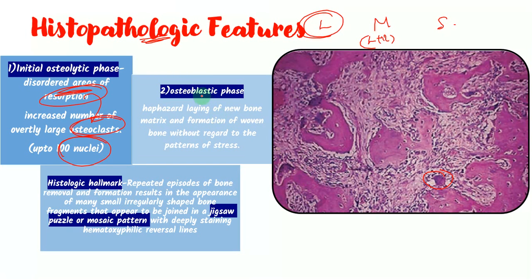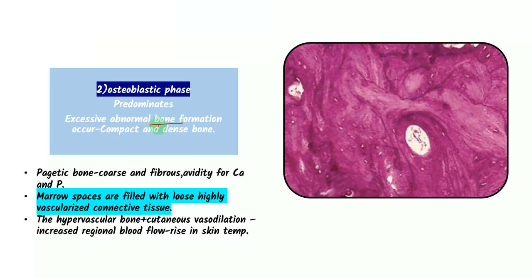Following this is the osteoblastic phase. So here there is haphazard laying of new bone matrix and formation of woven bone without regard to the patterns of stress, right? So what we are trying to say is there is abnormal bone formation leading to compact and dense bone. This is called the Pagetic bone.